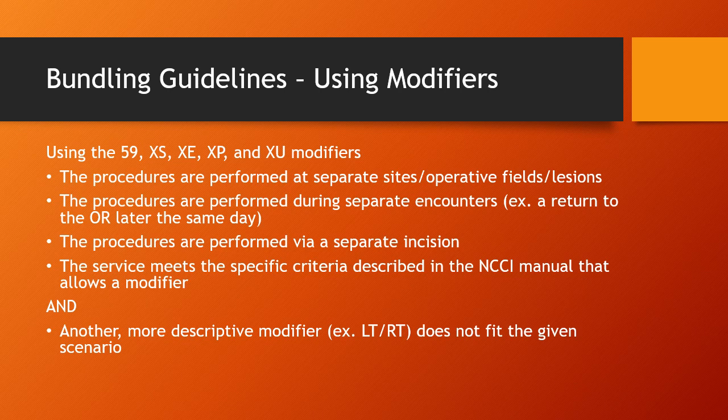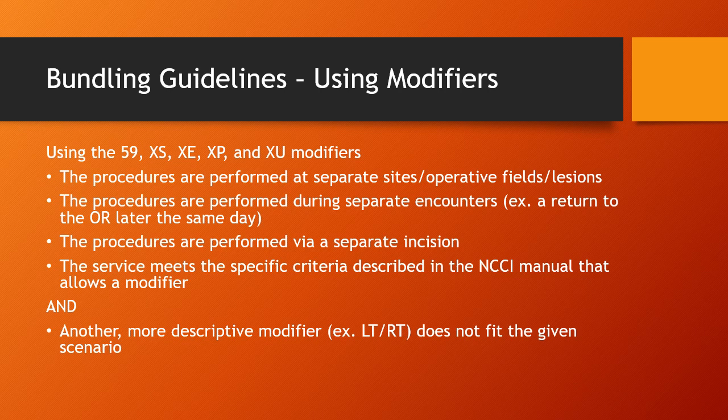Number 1, the procedures are performed at separate sites, operative fields, or separate lesions. That's a great reason to have your 59 modifier, or that would be the XS for separate site, separate operative field, separate lesion. The procedures are performed during separate encounters, for example, a return to the OR later the same day. That's going to be your 59 or your XE modifier.